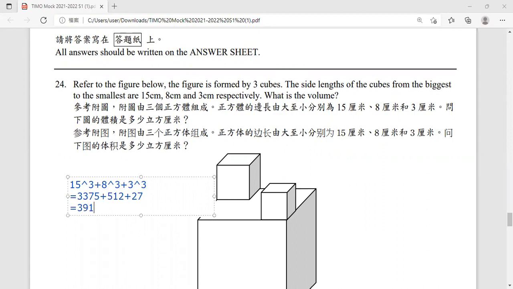So the answer is this one. Nothing special. You cut it into separate cubes and you keep it yourself. It's this simple. It's just some kind of primary, high school question. Okay.